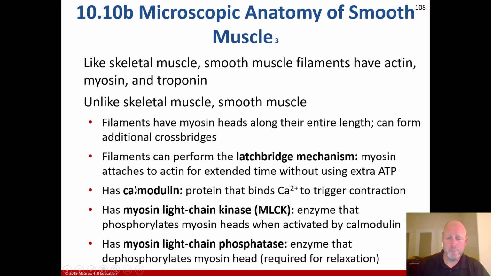Has calmodulin, which is the protein that binds calcium to trigger contraction, which you find in skeletal muscle as well. Has myosin light chain kinase, which is an enzyme that phosphorylates myosin heads when activated by calmodulin. It has myosin light chain phosphatase, which is an enzyme that dephosphorylates myosin head. It's required for relaxation.